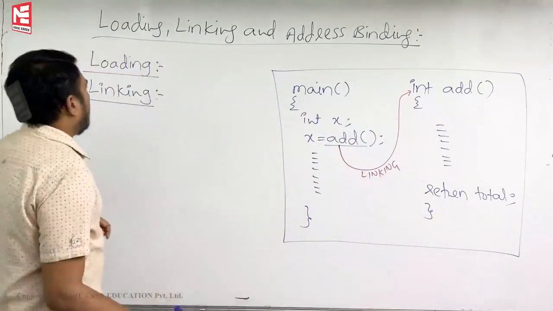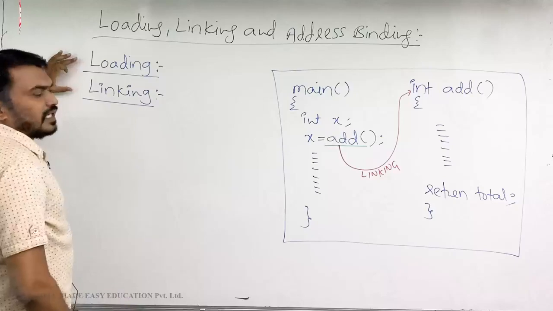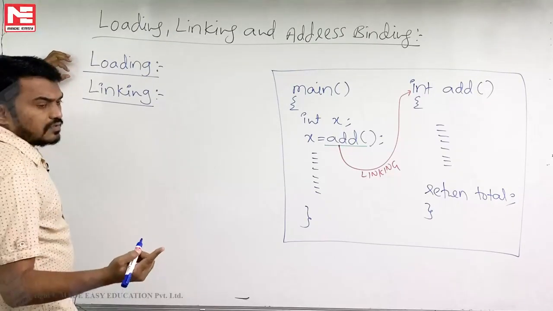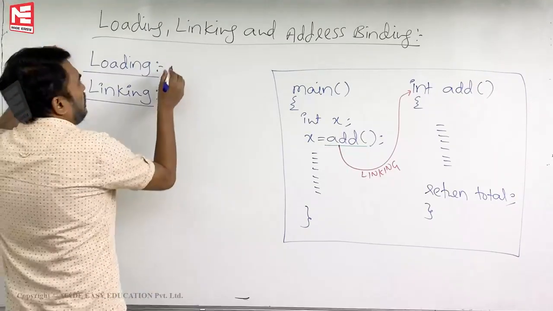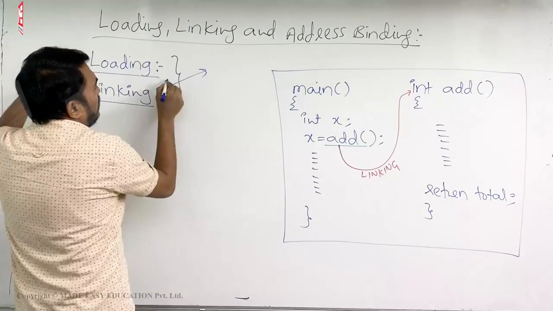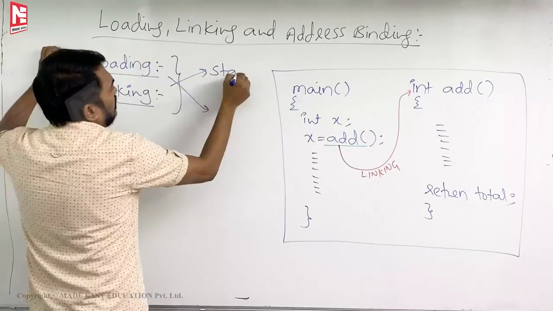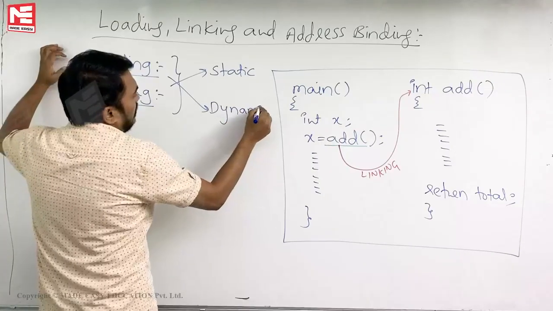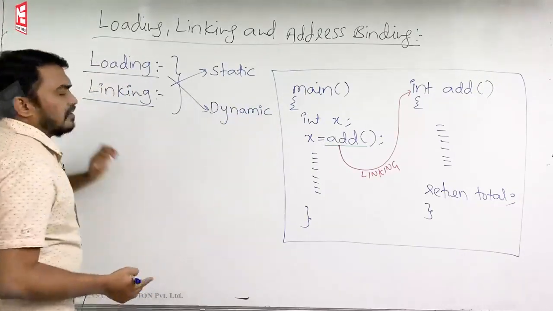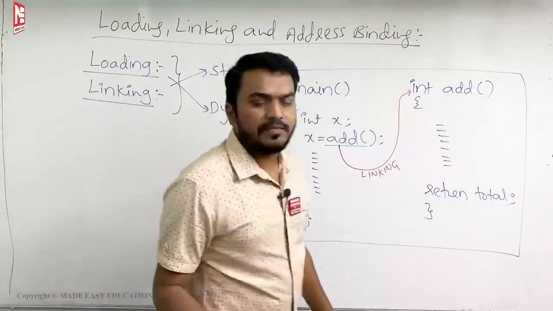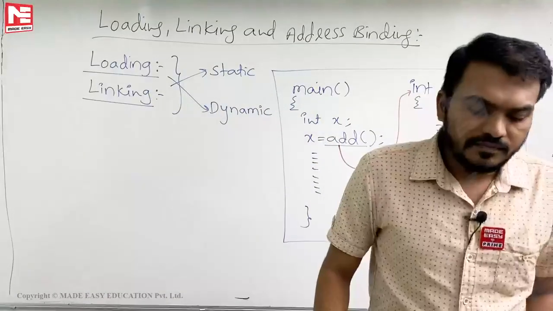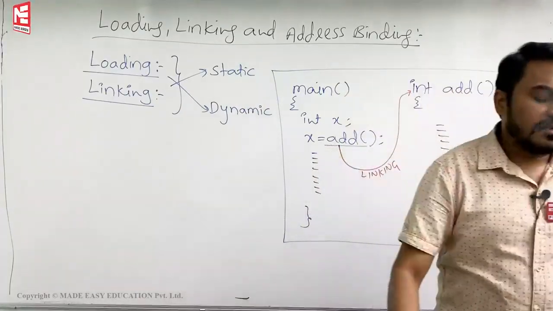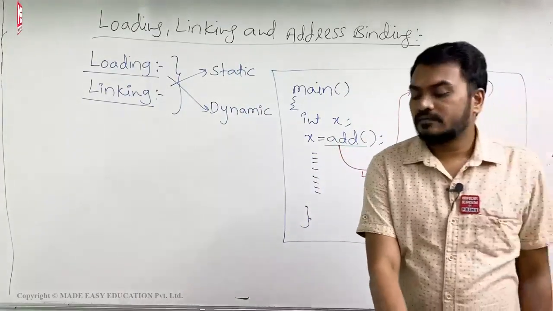Now remember, next, loading and linking. Understand carefully. Loading and linking is further categorized into two types. One is static and the next is dynamic. No doubt. Next line, in continuation: loading and linking is further categorized into two types.